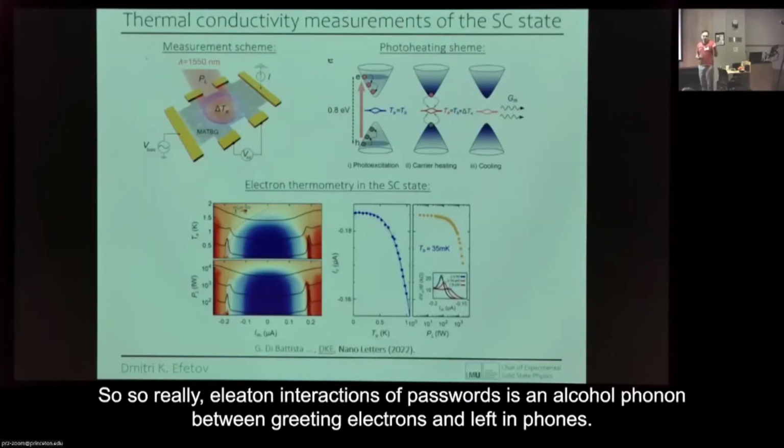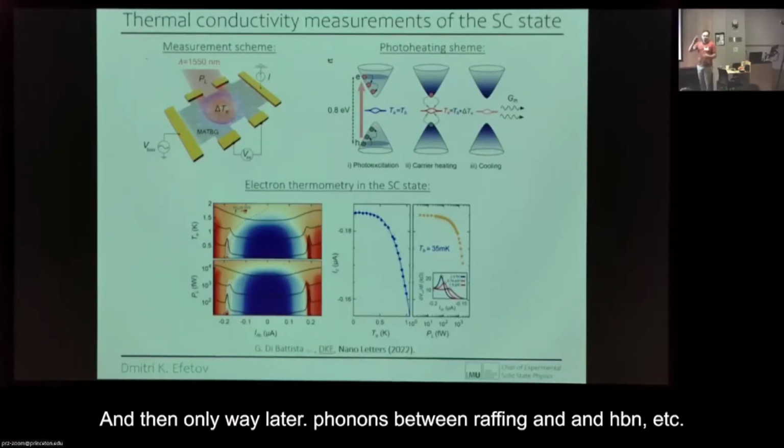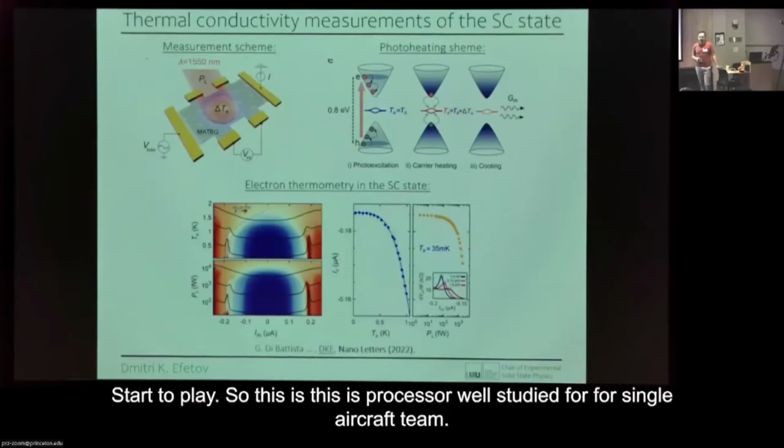So really electron interactions are the fast process, and electron-phonon between graphene electrons and graphene phonons. And only way later, phonons between graphene and hBN, etc., start to play a role. But these processes are well studied for single layer graphene. You can really take this over from that field. So the next question is about the calculation for the power.